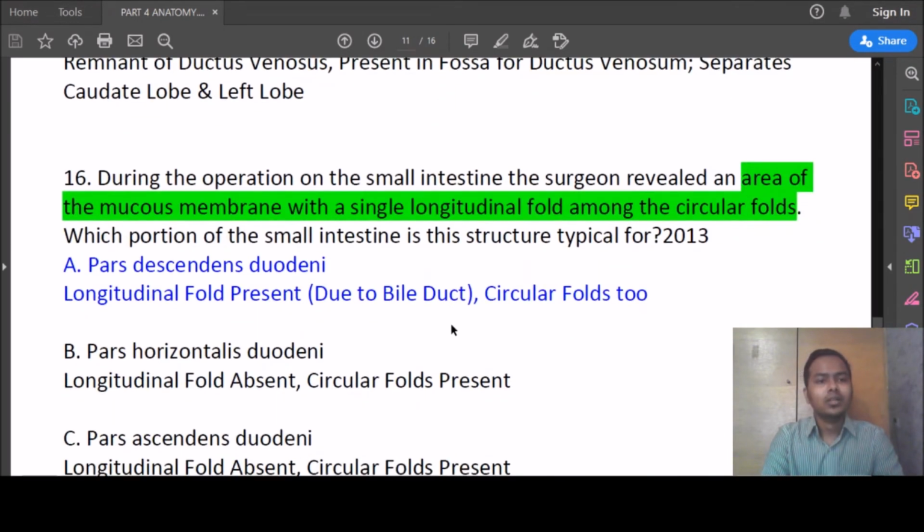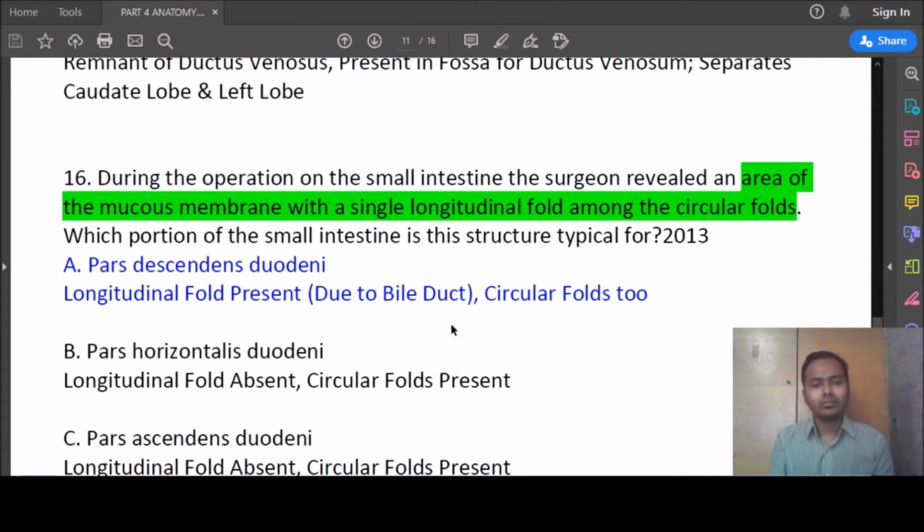16th question. During the operation of the small intestine, the surgeon found an area of mucous membrane with a single longitudinal fold among the circular folds. Which portion of the small intestine is this typical for? The direct question. You can see in the image, in the duodenum there is a circular type of fold and a longitudinal type of fold, which is present in the pars descendens duodeni, the descending part of the duodenum.